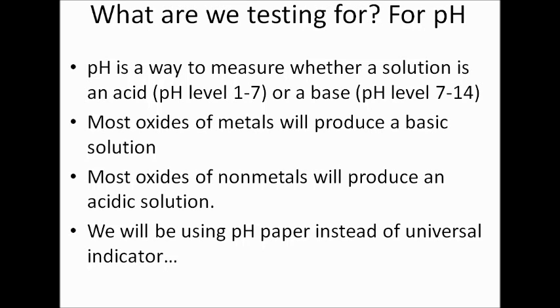What we're going to be testing for are oxides. When oxygen reacts with certain elements, they form oxides. Most oxides of metals will produce a basic solution, whereas non-metal oxides will produce an acidic solution. So it's a handy way to really show whether or not an element is an acid or a base. In the book, it says to use universal indicator, but we are going to be using pH paper.